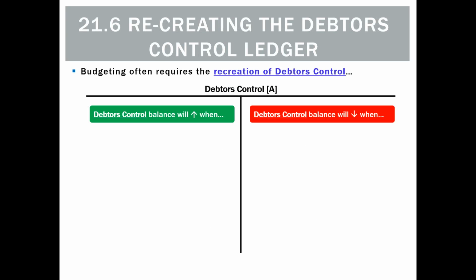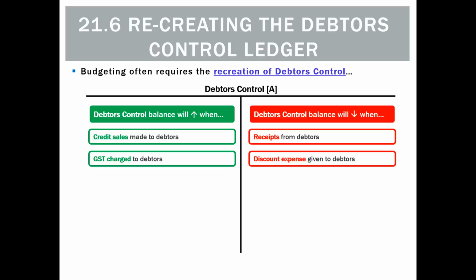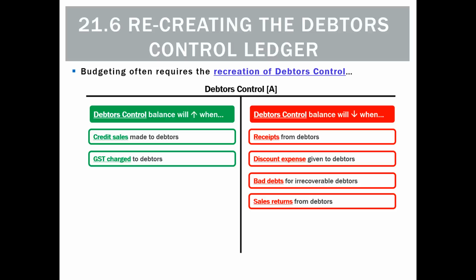The whole point of budgeting is that you can remember everything that could go in debtors as either a debit or a credit. And if you can do that, all we'll do is change one of the numbers to be X, and you just have to solve for it. So if you can remember all the debits, so that would be any credit sales made to debtors and GST that we charged them. And then remember any of the credits, so that would be receipts from debtors, maybe discount expenses, we could have bad debts and sales returns.